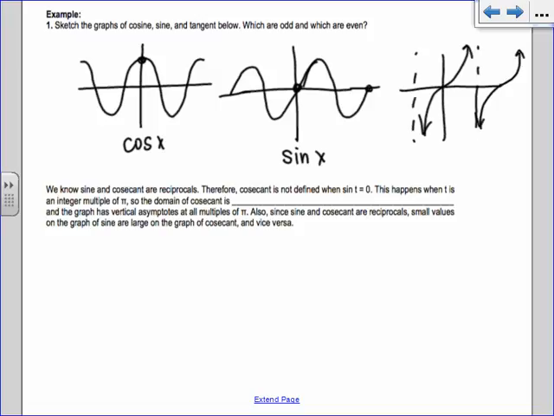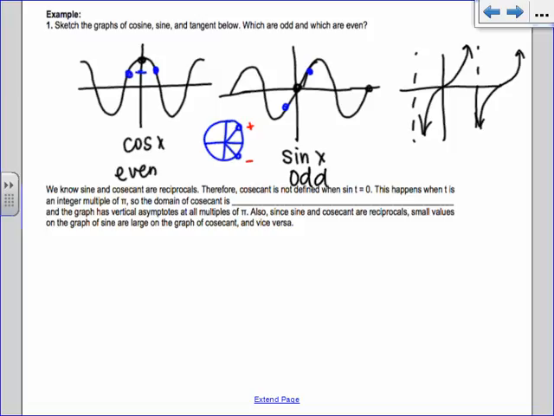Okay, so we make a decision. Cosine is going to be even, because if I plug in any value, like pi over 4, and if I plug in negative pi over 4, I get the same cosine value. But sine, if I plug in pi over 4 and negative pi over 4, even when I think about it on the unit circle, I get opposite sine values out. One of them's positive, one's negative. So this is odd.